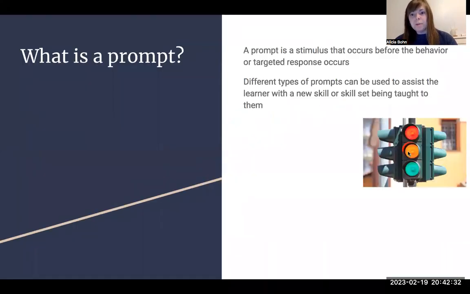So, what is a prompt? A prompt is a stimulus that occurs before the behavior or target response occurs. So, we basically have prompts every day in our life. One example that I think of is a traffic light. We're driving and all of a sudden we see a yellow light. So, that's basically serving as a cue of, you need to slow down, you're going to be stopping soon. So the light could be the initial stimulus, but at the same time, the yellow light changing is that additional prompt for us for that behavior to occur, for us to stop.